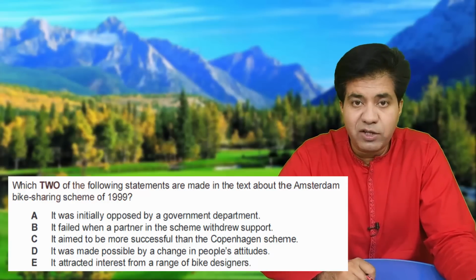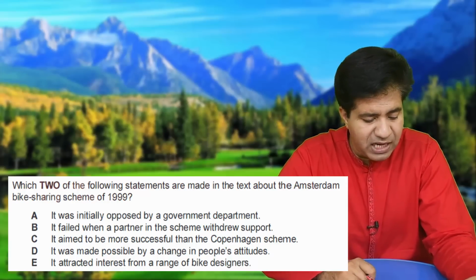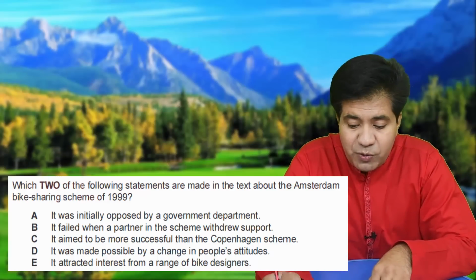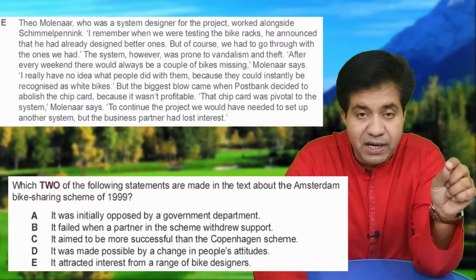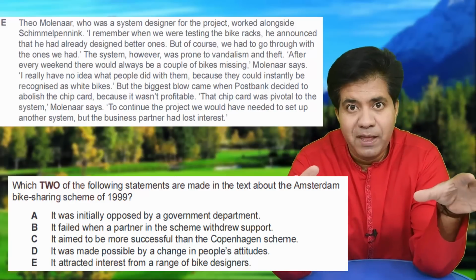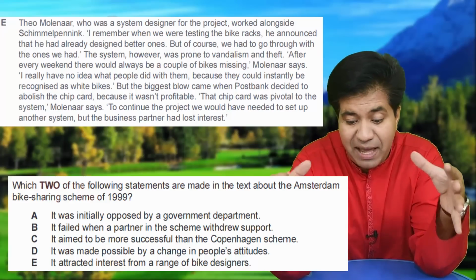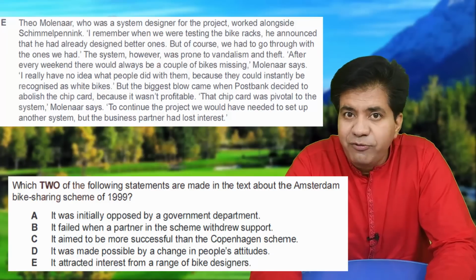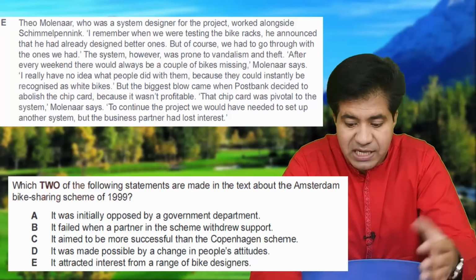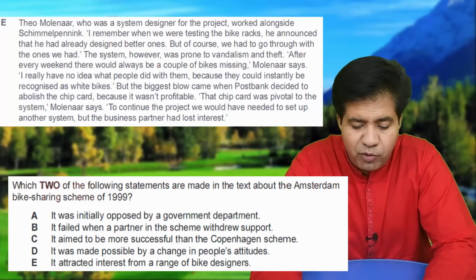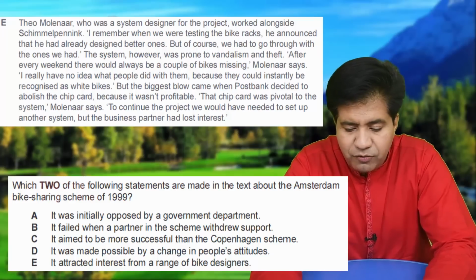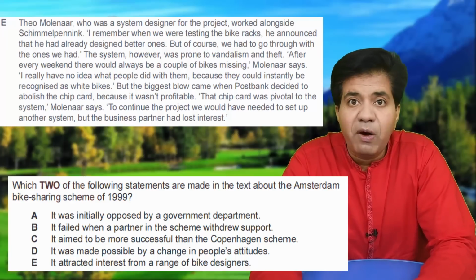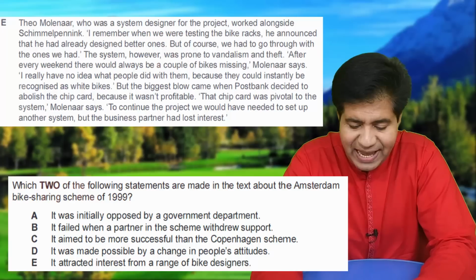We went through paragraph A, then paragraph B, C, D. In paragraph E, I found a clue. Now for this you need to scan. For this you should have strong scanning ability. When I reached paragraph E, the last 3-4 lines gave me the clue. Please follow me there. It starts with Hugh Molinar, who was a system designer for the project, work alongside Specimen, all that stuff, right? And there we found the answer to question number 14 as well.